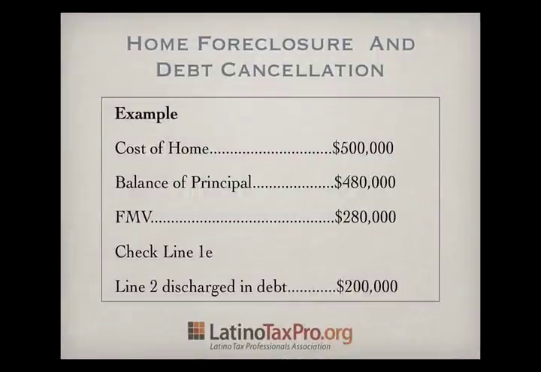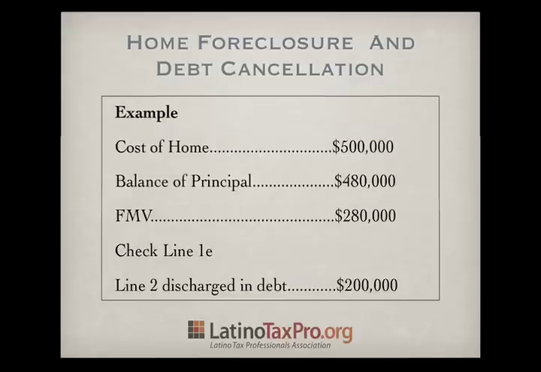Here's an example. Your home costs $500,000. The balance of the principal is $480,000. However, the fair market value is only $280,000. If your home is foreclosed, you will have $200,000 of taxable debt. However, because of the Act, you check line 1E and you fill in on line 2 the $200,000 of the discharged income. Remember, again, this is only on your principal residence.